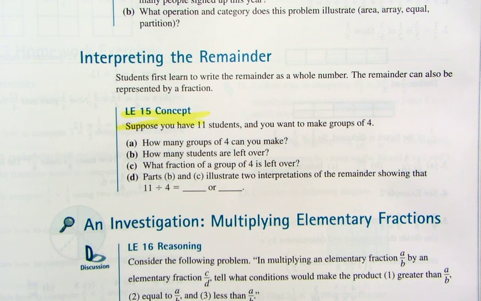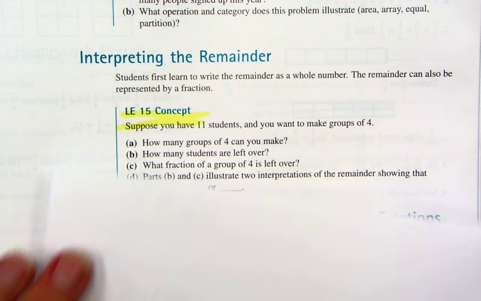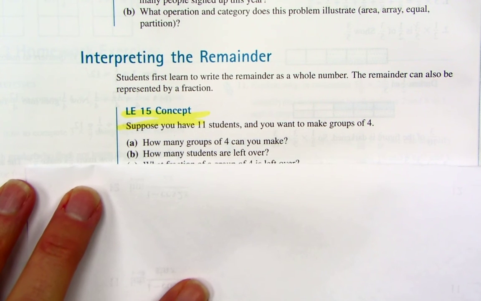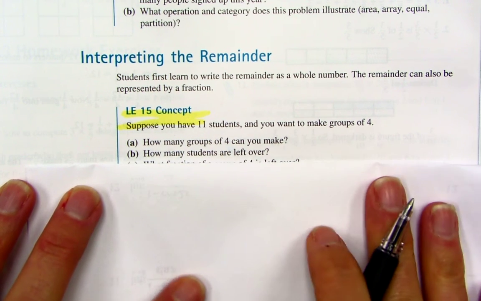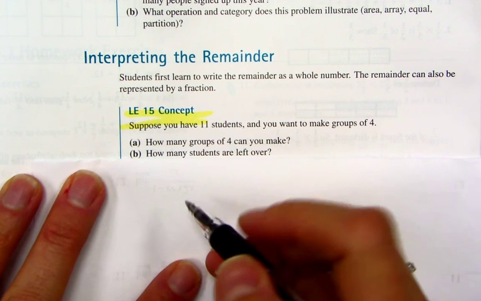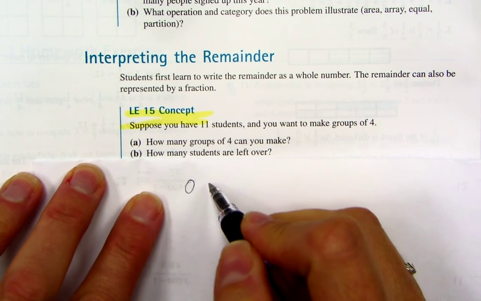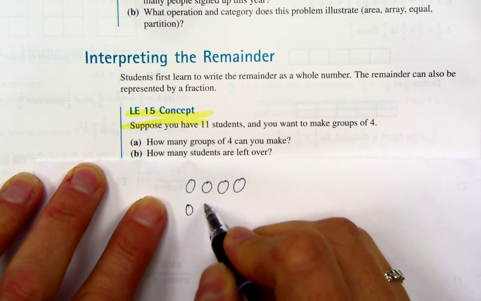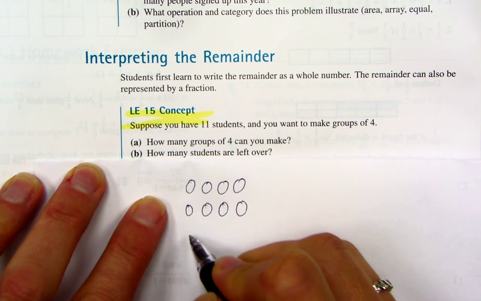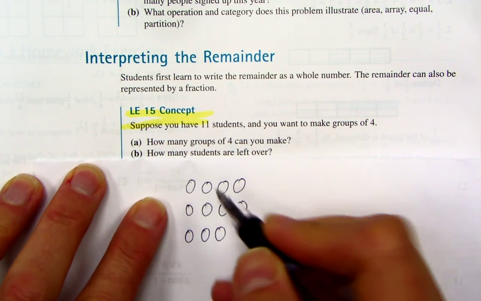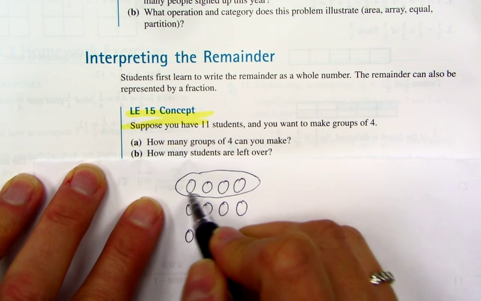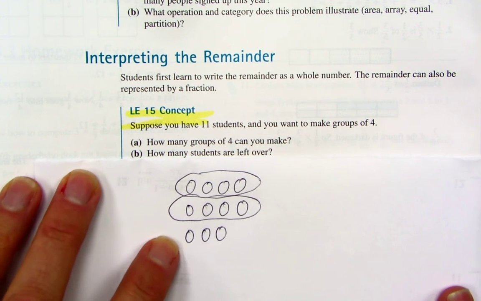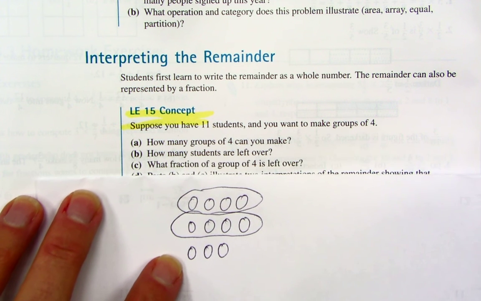So, suppose you have 11 students and you want to make 4 groups. How many groups of 4 can you make? So, we could do this with counters. 2, 3, 4, 5, 6, 7, 8, 9, 10, 11. So we can do 2 groups of 4 with a remainder of 3.